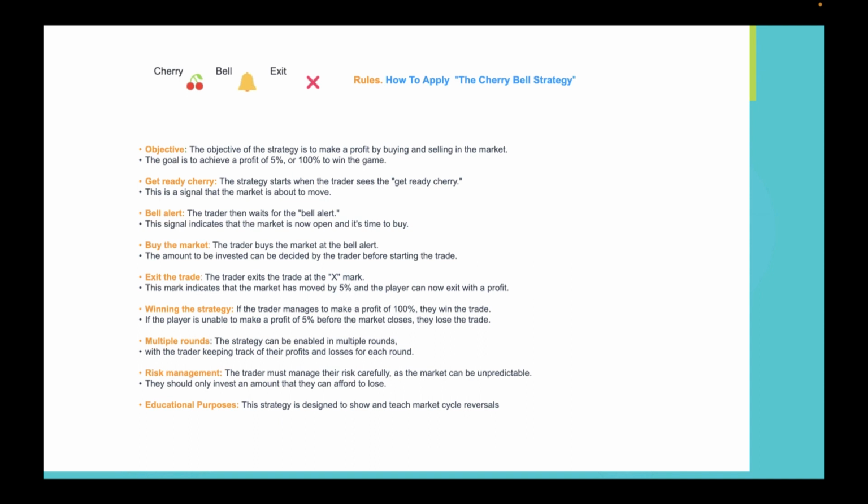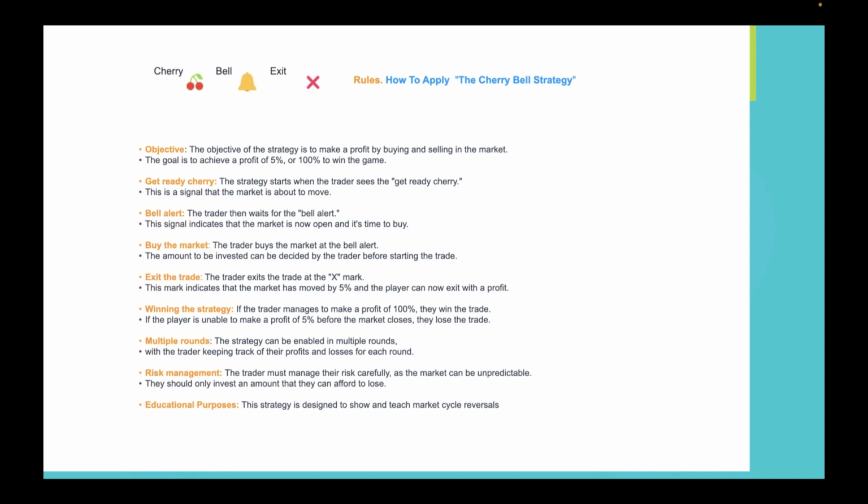Okay, the bell alert. Or we'll get ready for the cherry. Let's do that one. The strategy starts when the trader sees the get ready cherry. This is a signal that the market is about to move. The bell alert. The trader then waits for the bell alert. This signal indicates that the market is now open and it's time to buy. The buy market. The trader buys the market at the bell. The amount to be invested can be decided by the trader before starting the trade.